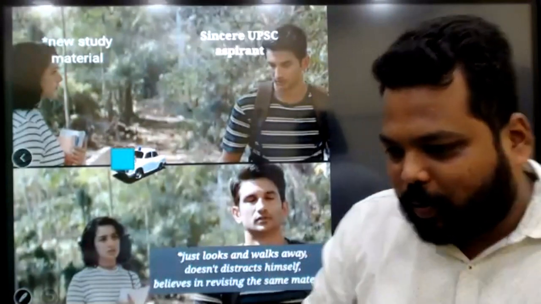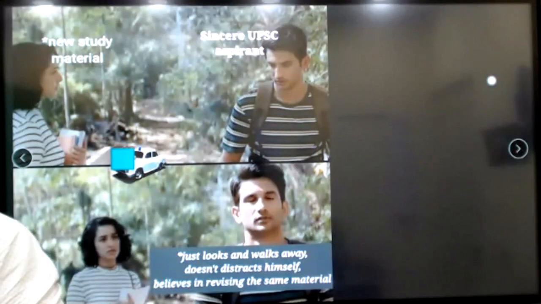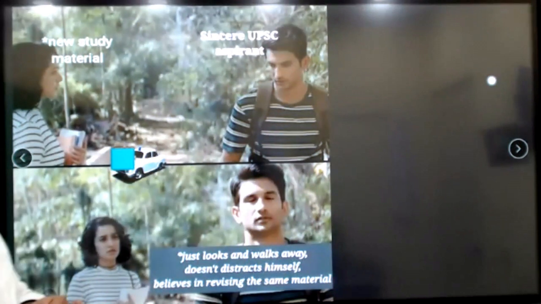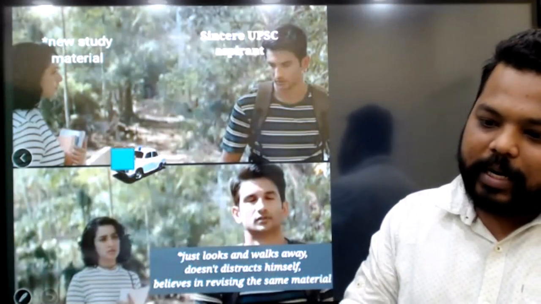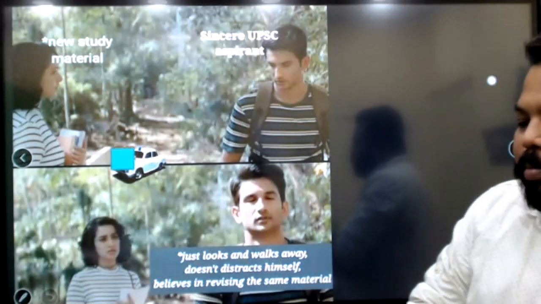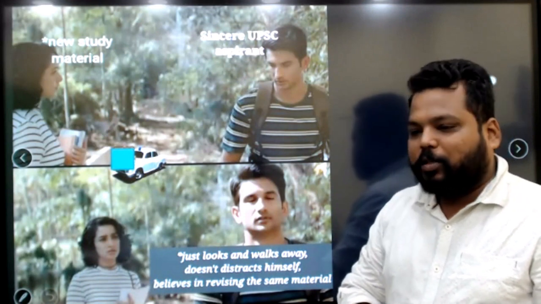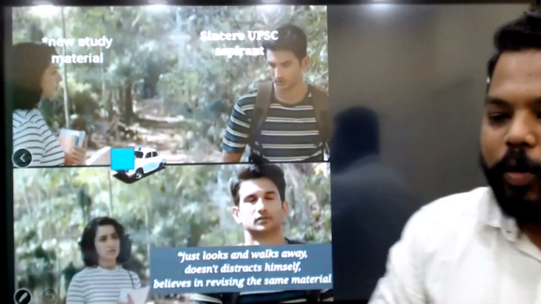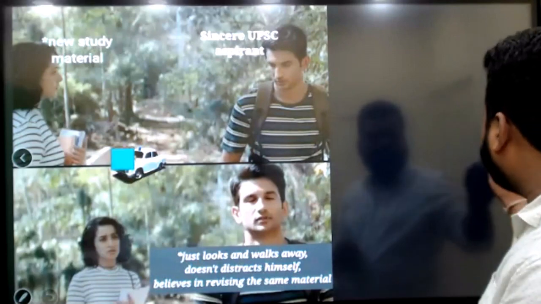And this is a meme for you, which is the most selective meme. You can see this. Contemporary means current issues. Current issues. New study material would be available in the market. A sincere UPSC aspirant just looks and walks away, doesn't distract himself. Believe in revising the same material. Don't believe in buying all the materials which are available in the market. I think this particular meme from the internet attracts you the most. So don't every time go and walk in the markets and don't buy every material present in the market. That would be the biggest foolish aspect.